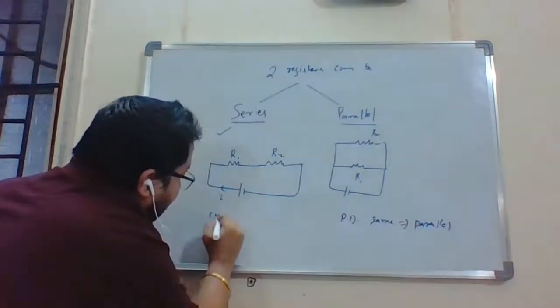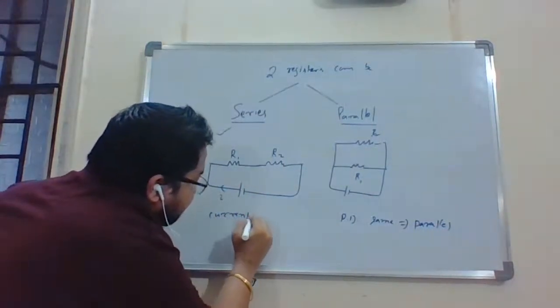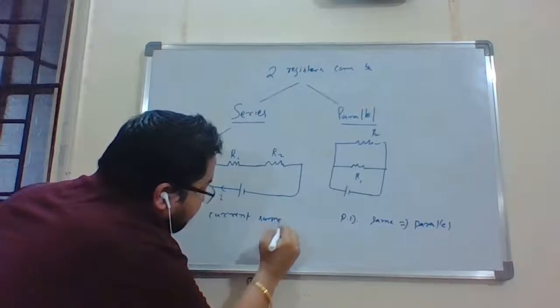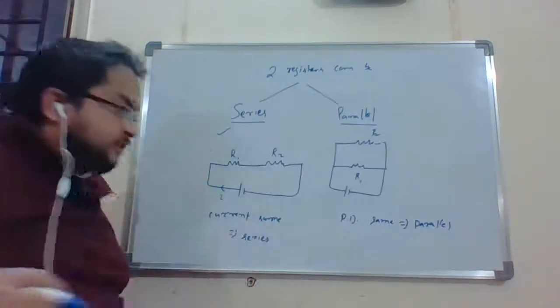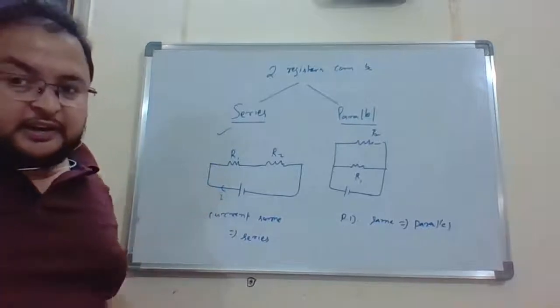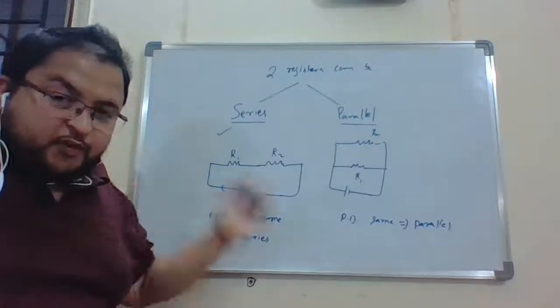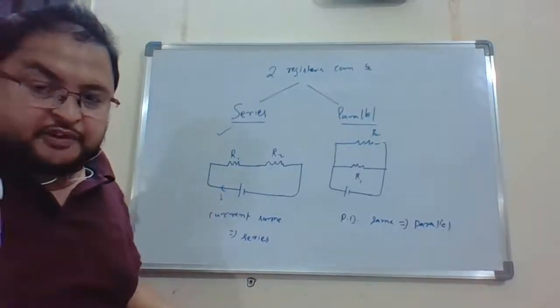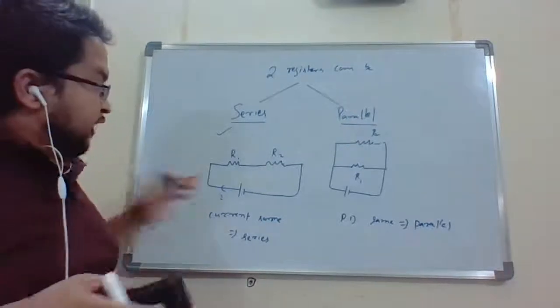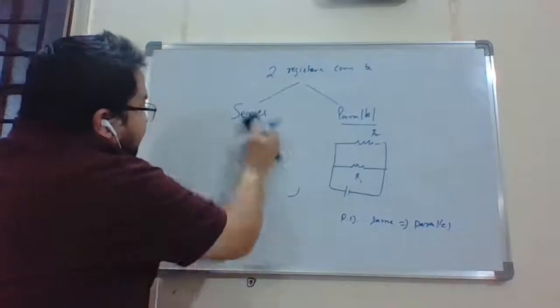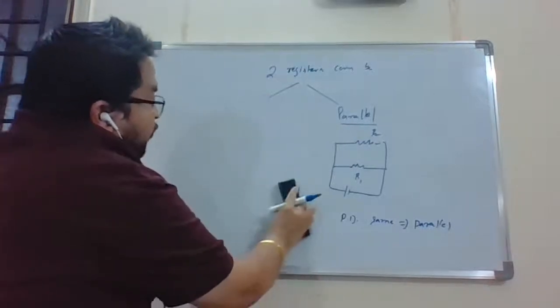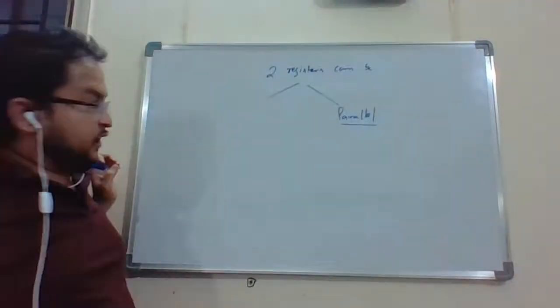So if current is the same, then they are said to be in series. Now this is the classical definition. We would go into my definition in a couple of minutes, and that will help you solve a lot of problems. Now let us quickly note down one formula which we would use for series and parallel.